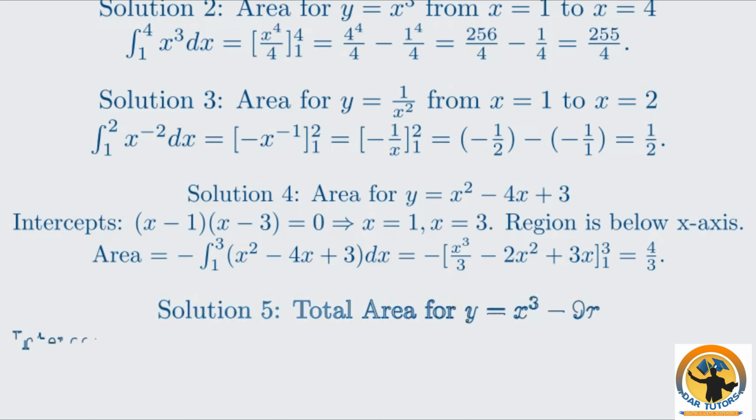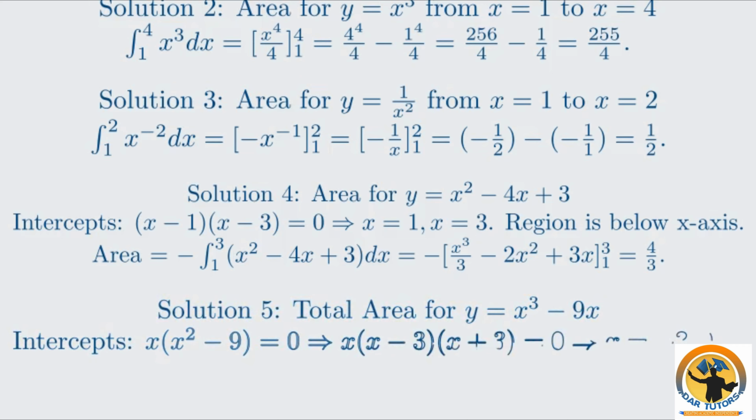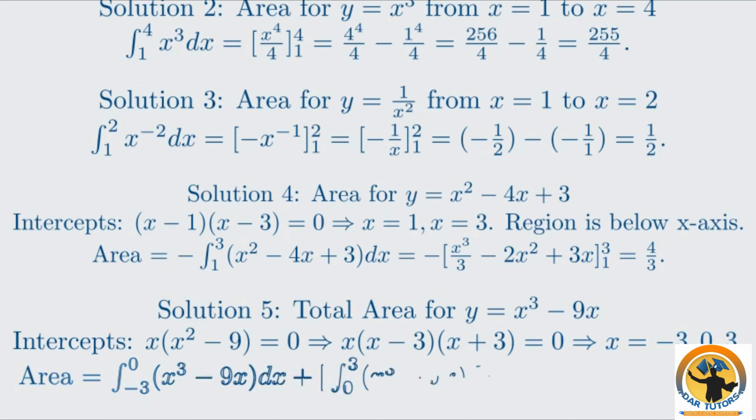For question 5, the function y equals x cubed minus 9x has intercepts at x equals negative 3, 0, and 3. The function is positive from negative 3 to 0 and negative from 0 to 3. The total area is the integral from negative 3 to 0 plus the absolute value of the integral from 0 to 3. Both integrals evaluate to 81 over 4. The total area is 81 over 4 plus 81 over 4, which is 81 over 2.